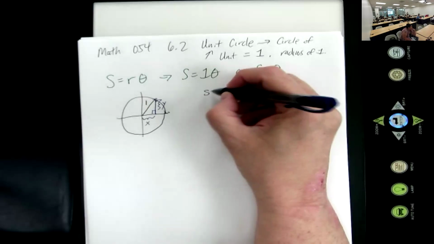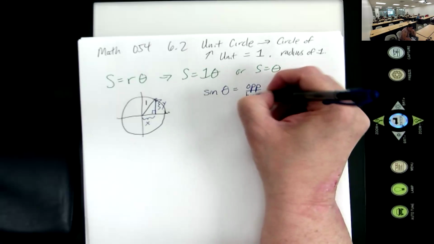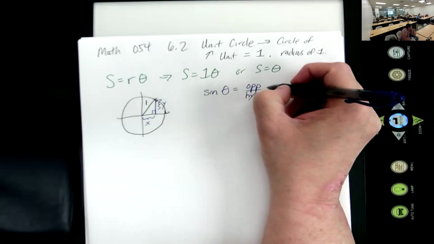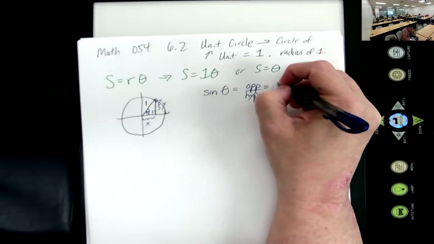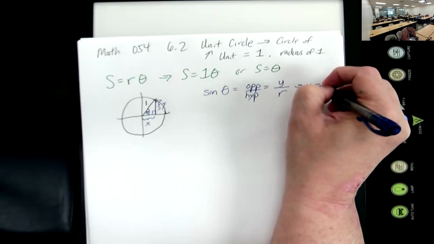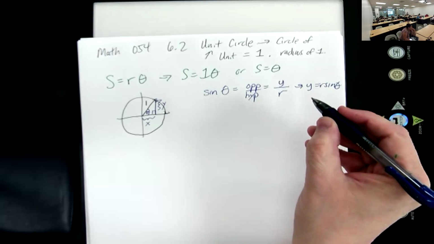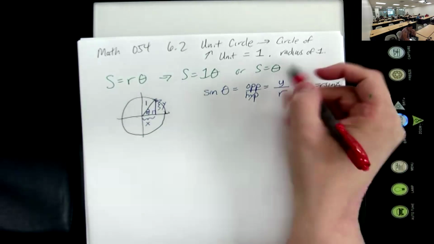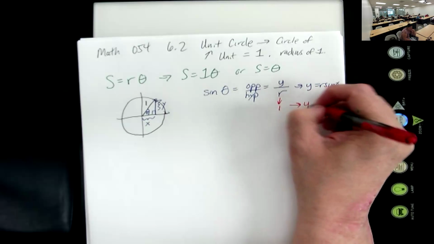And sine theta is always, for a right triangle, opposite over hypotenuse. That's our theta right there. In a normal triangle, this is y over r, so you get y equals r sine theta. But in a unit circle, this is 1. So y equals sine theta.